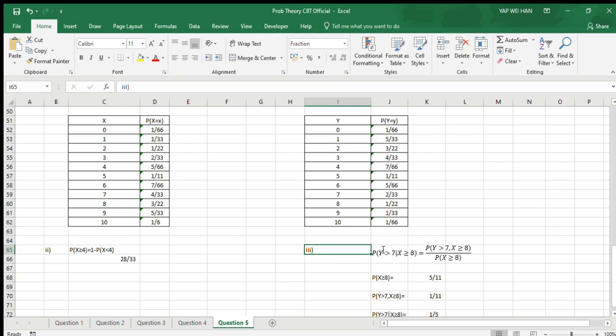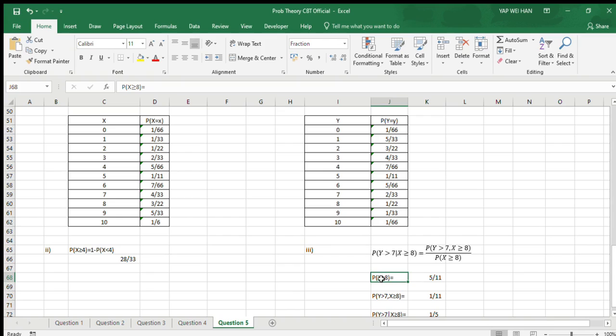Alright, Roman 3, last Roman. So we need to find the probability of Y larger than 7 given that X larger or equal to 8. We can break down this conditional probability into joint divided by marginal. So our joint is the probability of Y larger than 7, X larger or equal to 8. The marginal is the probability of X larger or equal to 8. Sorry, my bad. Alright, let's make everything simple.